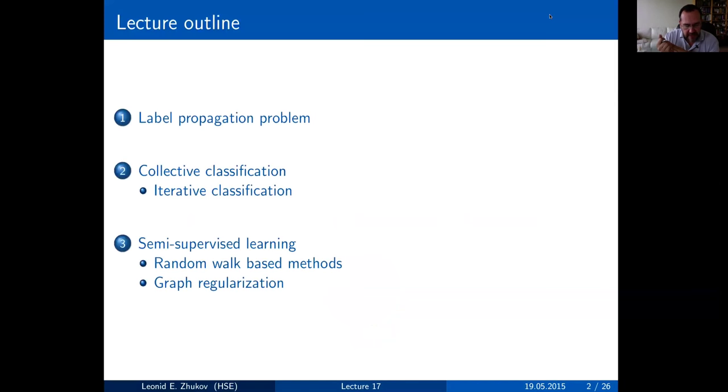All right, so we're going to talk about that today a little bit. In general, we'll define what label propagation is, the problem, and we'll talk about two big classes of methods. We'll talk about collective classification methods and consider one simple method from that type, which is called iterative classification, just the simplest, the most intuitive approach you can think of. And then the majority of the lecture will be devoted to semi-supervised learning approaches. We'll talk about random walk-based methods, graph regularization, and a few more approaches.